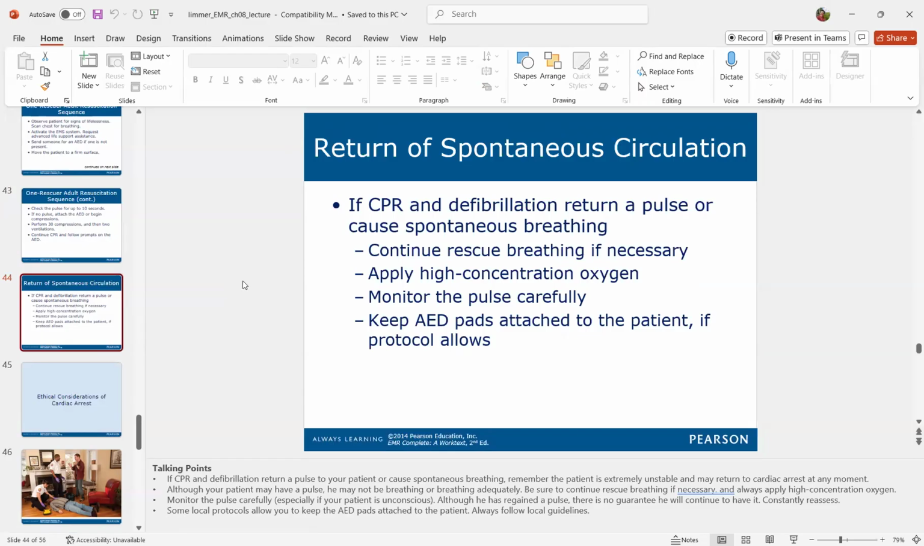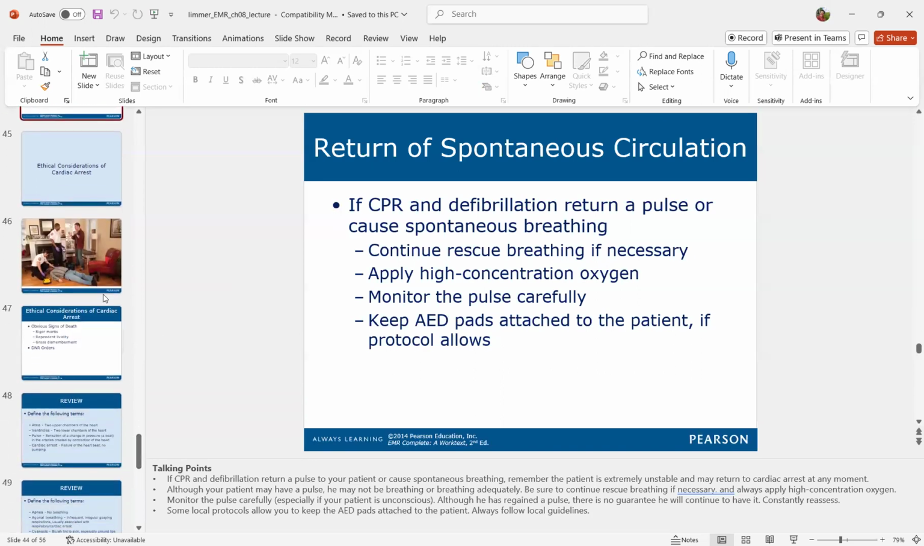We can apply high flow oxygen. Usually this would be like a non-rebreather set at 15 liters per minute. We're going to monitor the pulse carefully and keep the AED pads attached to the patient because a lot of times they will go unresponsive again as well. And we might have to use it again. So don't start unhooking things quite yet.